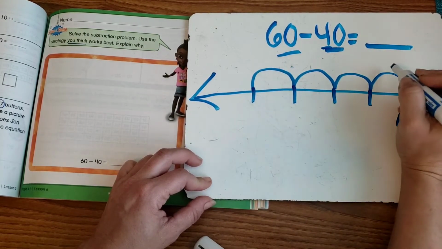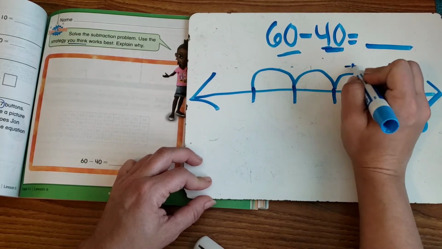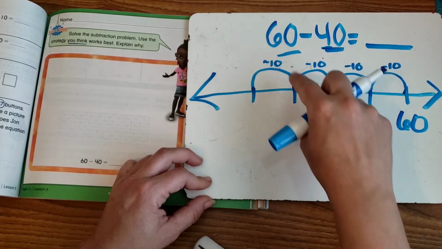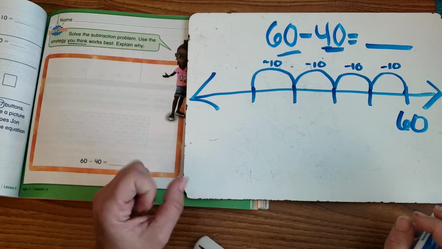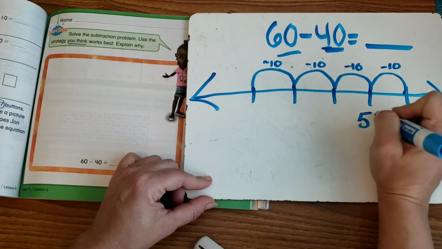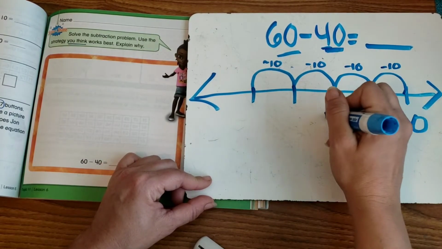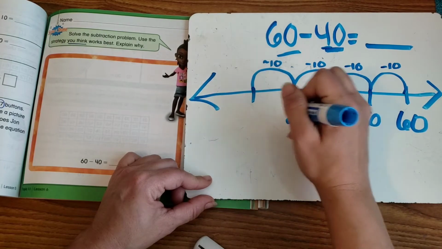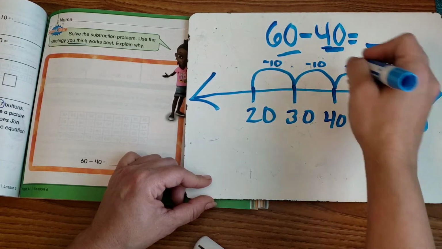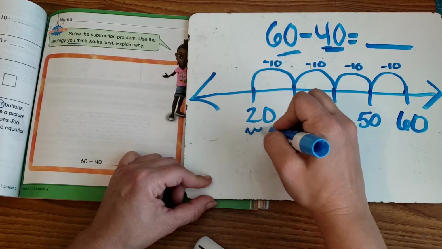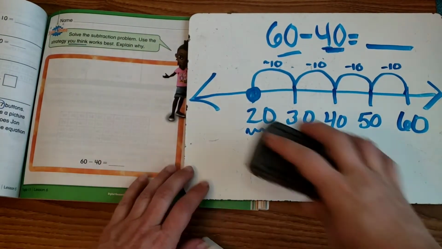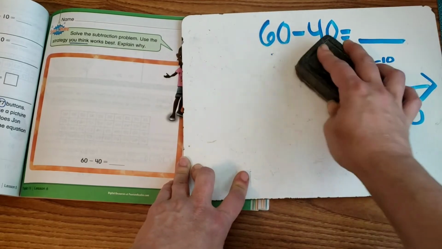When I do hops backward, each hop is minus 10, minus 10, minus 10, minus 10. 10, 20, 30, 40. Right? 4 tens. We did 4 hops backwards. Each hop backward was minus 10. So 60, 10 less is 50, 40, 30, 20. We can fill in our numbers after. So 60 back 40 would still get us to the same answer of 20. You can do it that way. That works. I'll take it.